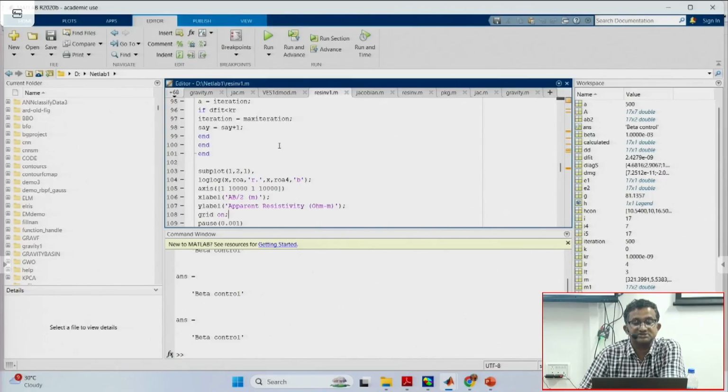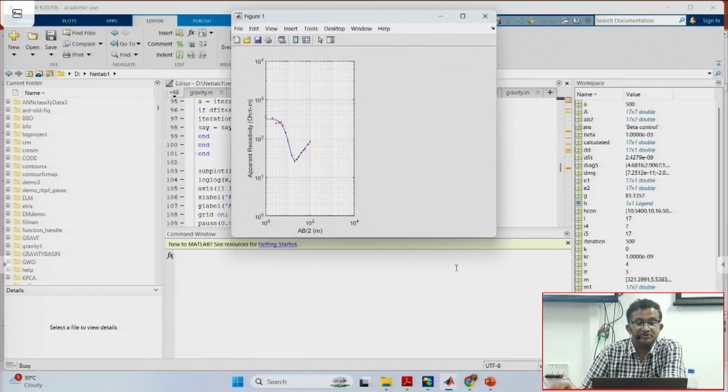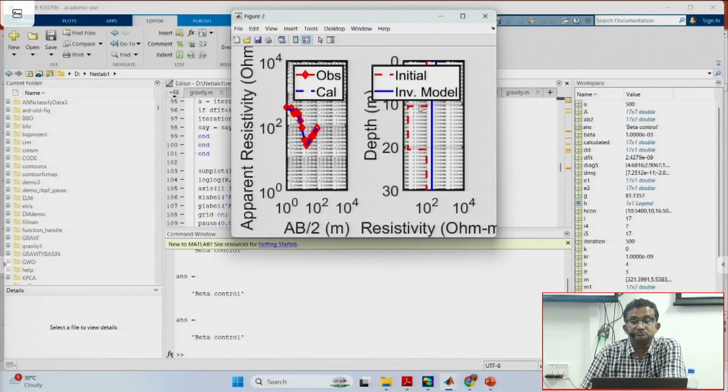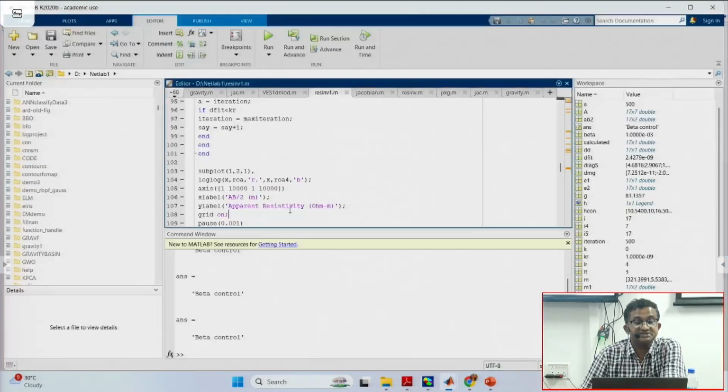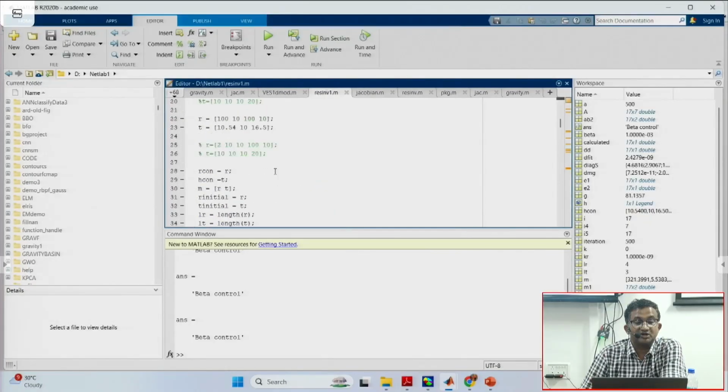So if you just run this, it will compute it. There is a beta control, and by changing this initial model parameter which you have given, you can see how your prediction is fitted with the observed one.